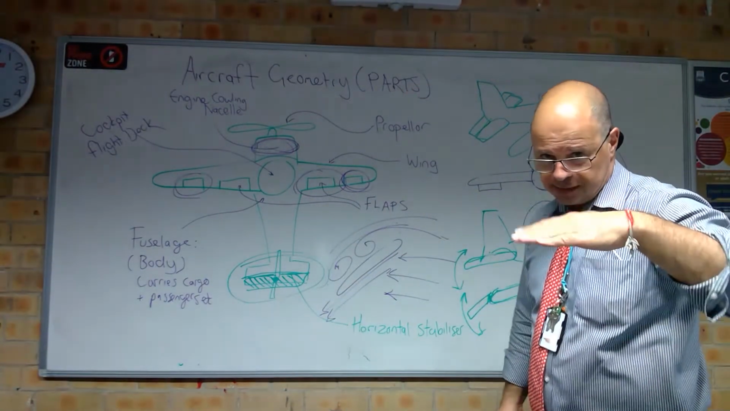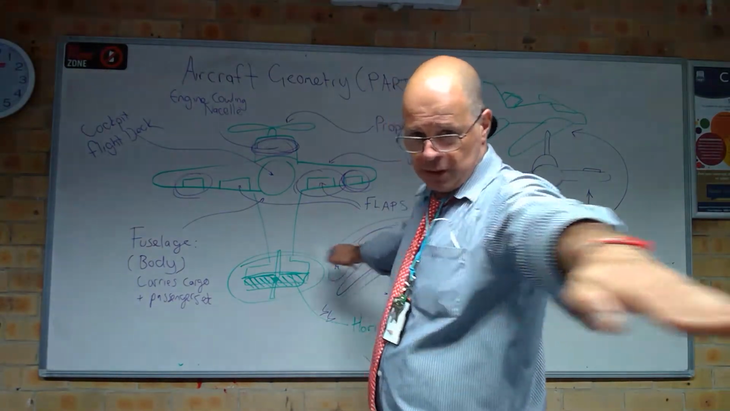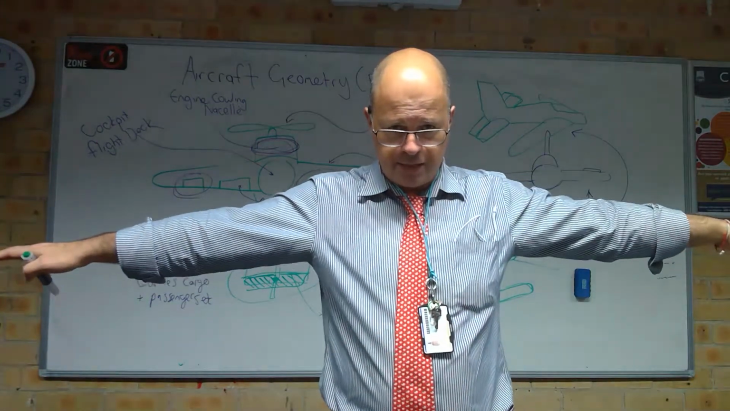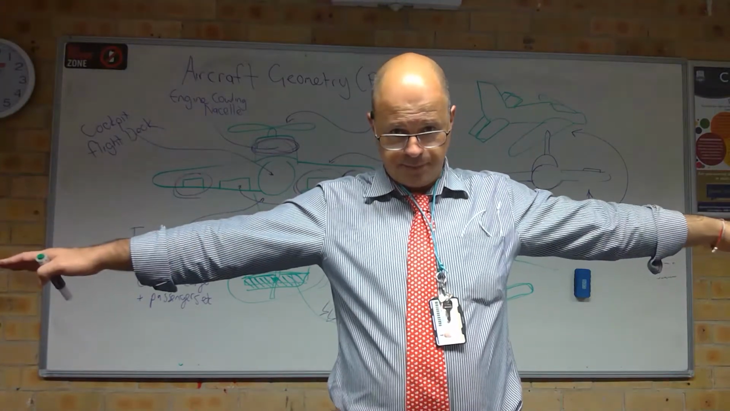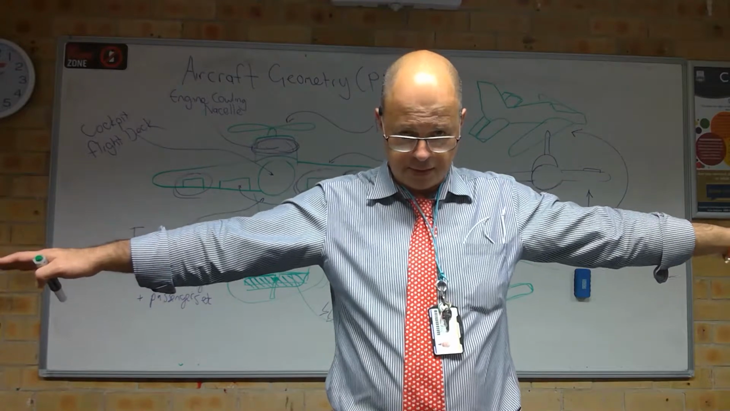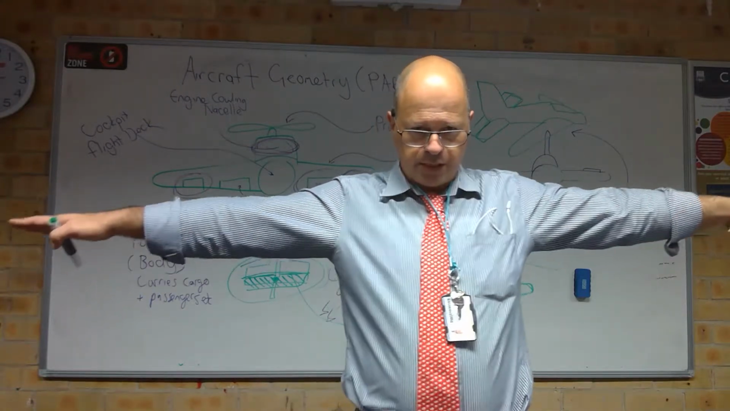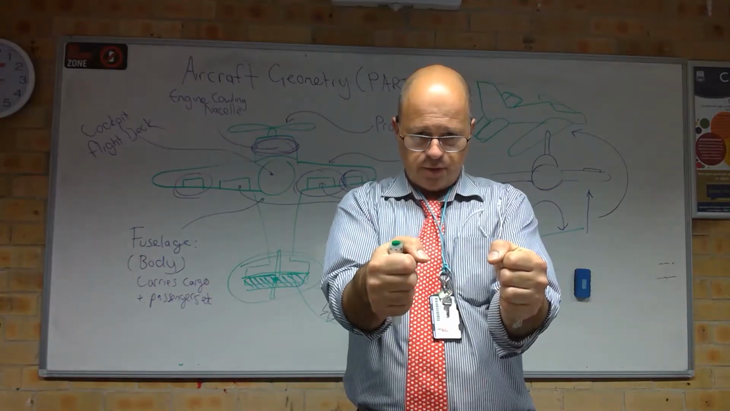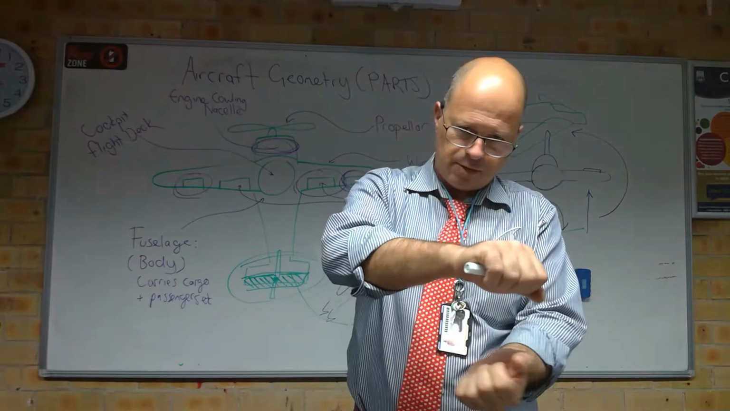But it moves up and down. Okay, so let's pretend that our hands are the stabilizer, the horizontal stabilizer. Sorry, the elevator on the horizontal stabilizer. Okay, so I'm in the aircraft. If I want to bank right, when we talked about ailerons, go right, ailerons go left.